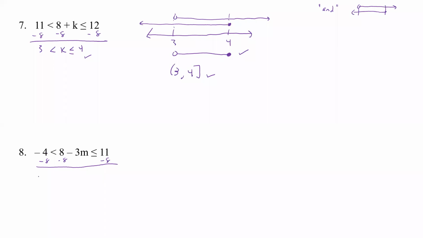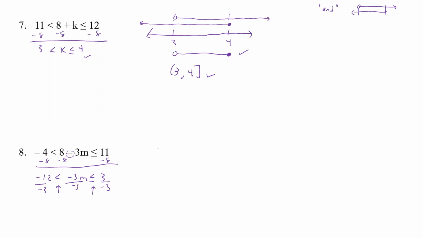Now, minus 4 minus 8, that's a minus 12, less than minus 3m. Remember, that minus stays with it. And then that's going to be less than or equal to 11 minus 8 is going to be 3. Now we need to divide by a negative 3. Now the key is, remember, when we divide by a negative 3, we have to switch those signs around.